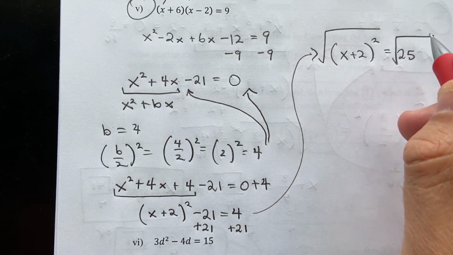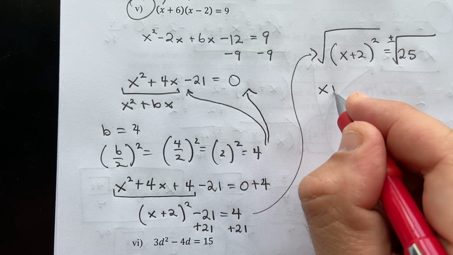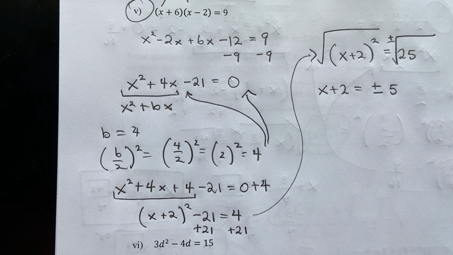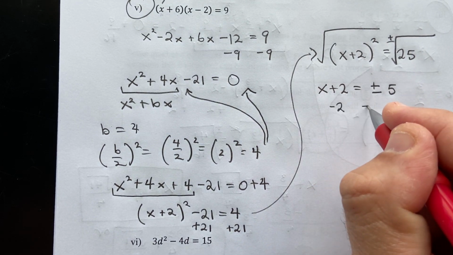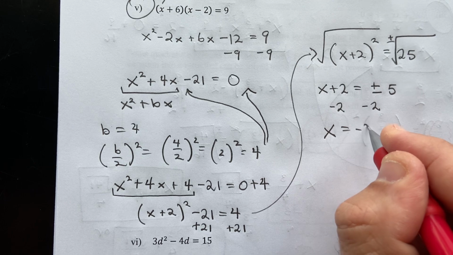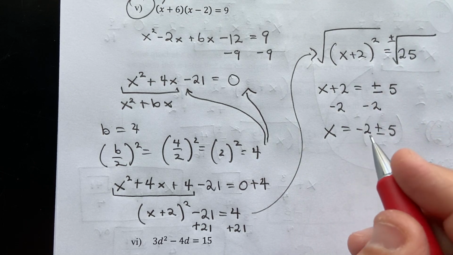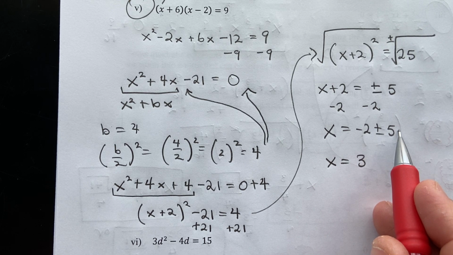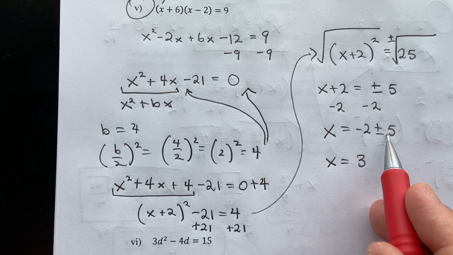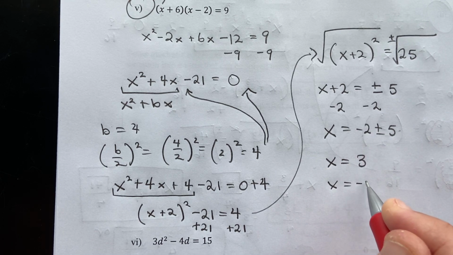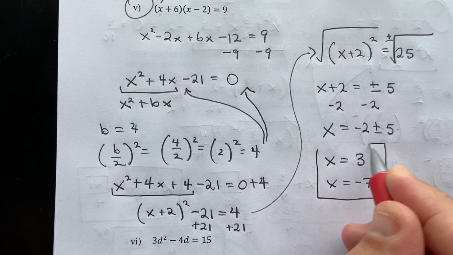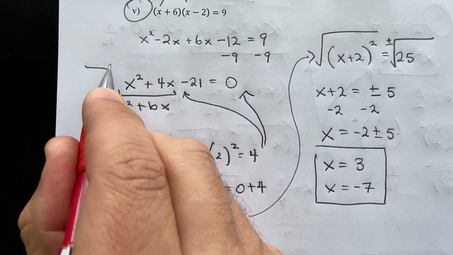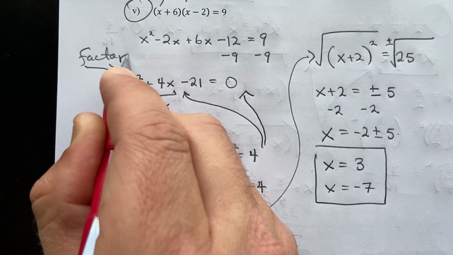Square root plus and minus. So x plus 2 equals plus and minus 5, right? The square root of 25 is 5. And then subtract 2. So x equals negative 2 plus and minus 5. In other words, x equals 3, right? Negative 2 plus 5. And then also x equals negative 2 minus 5. So x equals negative 7 as well. And you can find those answers actually by factoring right here. You could factor this. Get those same ones if you want.